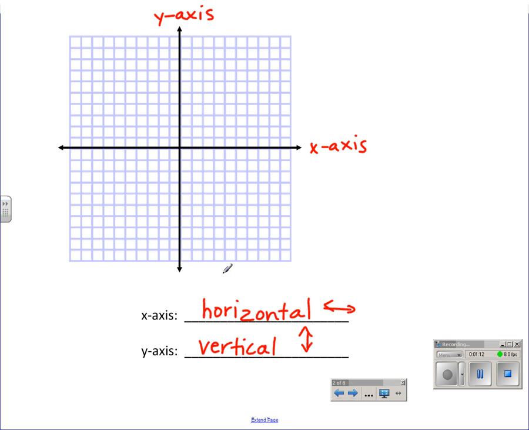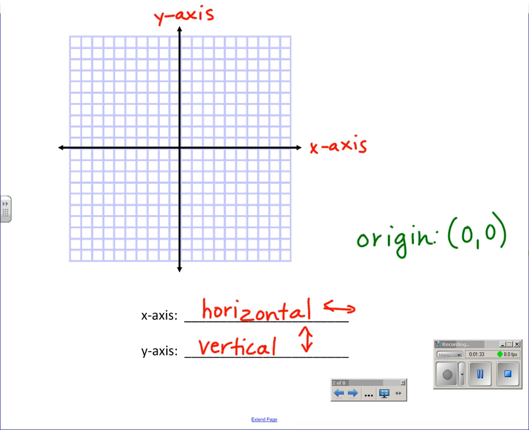Another important point for you to know is the origin. Maybe we can even add that to our notes on the side. The origin is the middle point of the graph. It's where the x and the y-axis cross. This would be the origin. That's 0, 0, right in the middle. That's where we start everything off. That's called the origin.